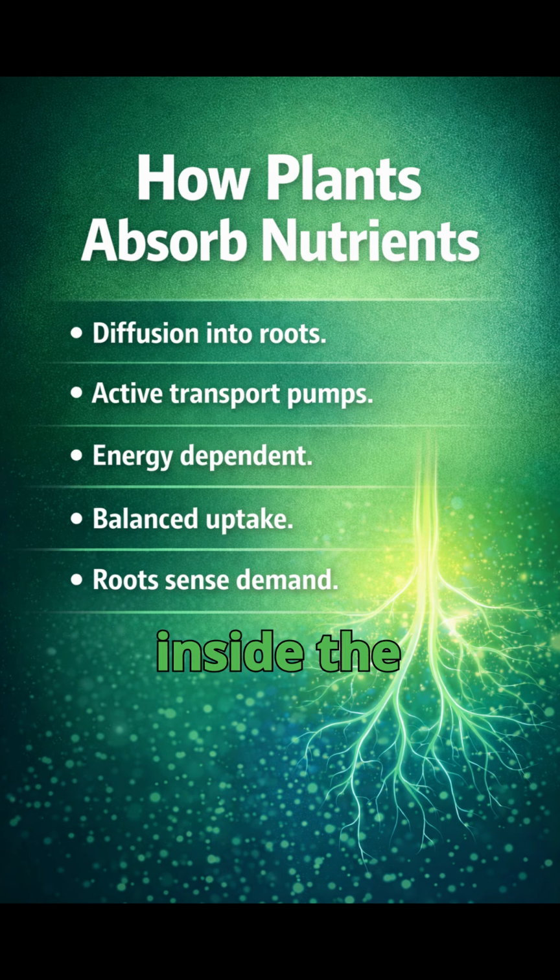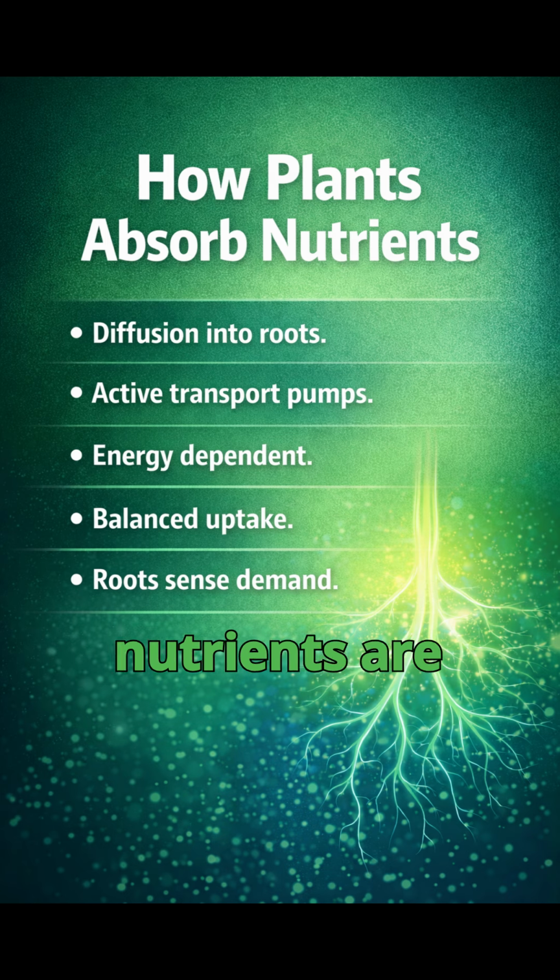Once inside the root, nutrients move through the plant in two pathways. The xylem carries water and dissolved nutrients upward from the roots to the shoots. This is driven by transpiration. The phloem carries sugars and some nutrients from the leaves to the rest of the plant, including developing fruit and roots. This is driven by pressure gradients created by sugar loading and unloading.